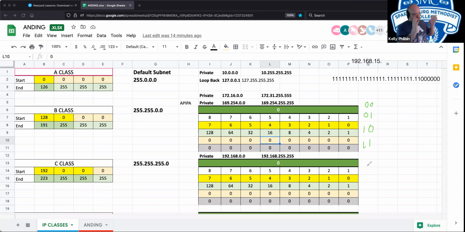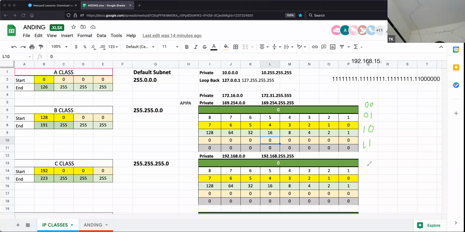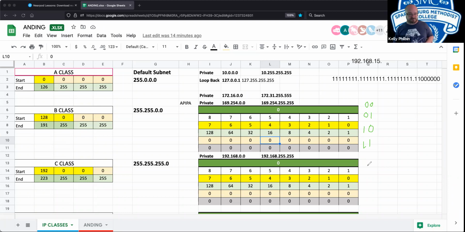So now we know this. Those are our 4 bits, and we're breaking things down even further. So instead of having 2 networks of 128, what do we have? We have 4 networks of, what's half of 128? You're cutting it in half again. So what's half of 128? 64. There we go. So now we have 4 networks of 64 computers, right?